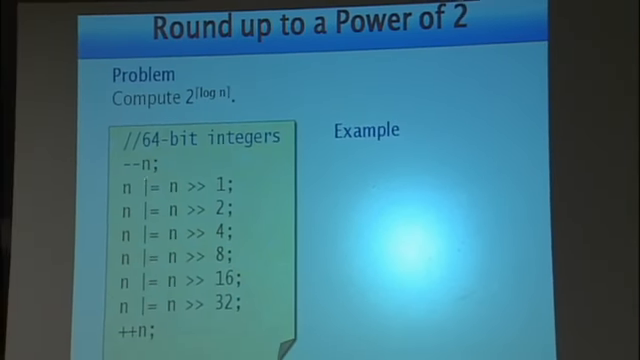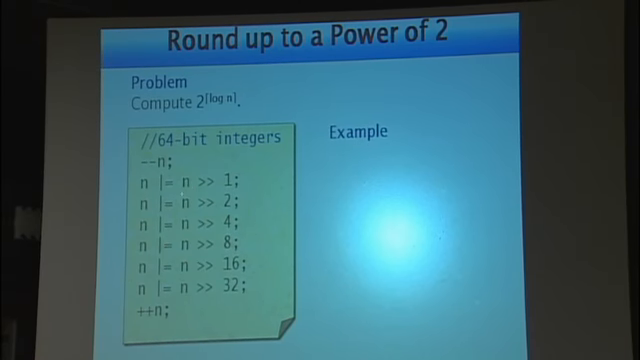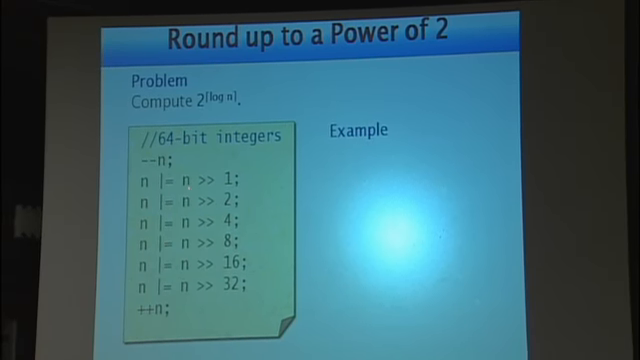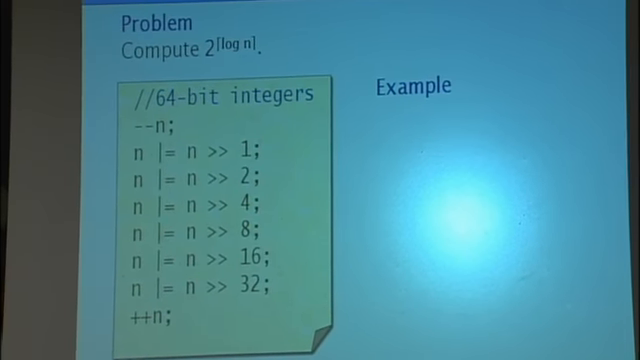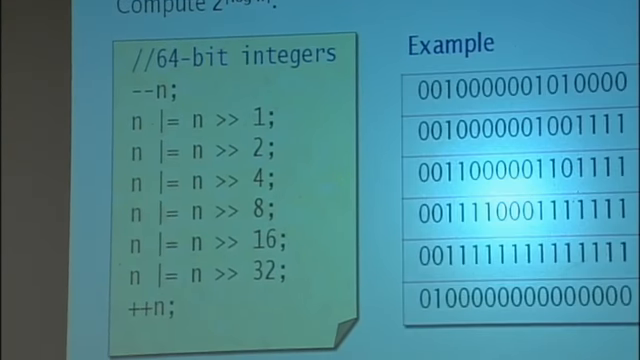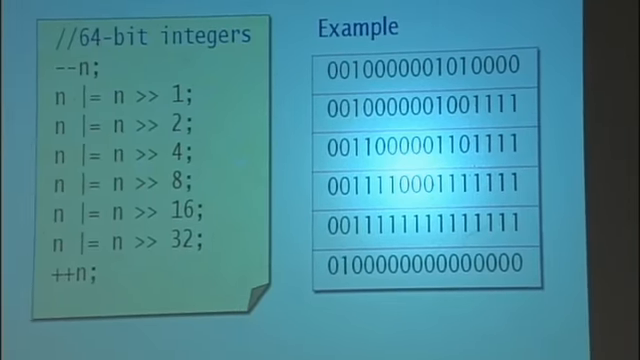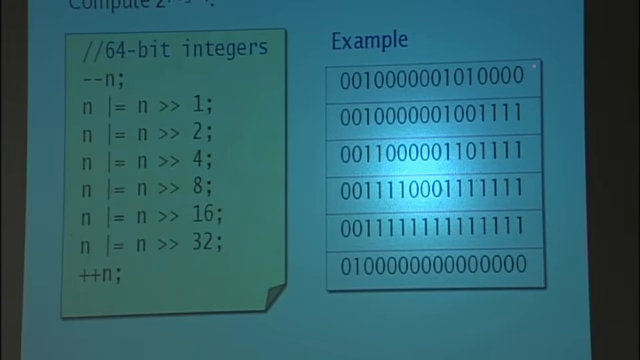What I do is I decrement n, and then I update n, ORing it with the right shift of n by 1, then the right shift of n by 2, et cetera, et cetera. Here's an example. Here's my original number, and what I want is to round it up to the next power of 2. This is what I'm going to end up with in the end. See, I've got the next higher power of 2, just 1 bit on.